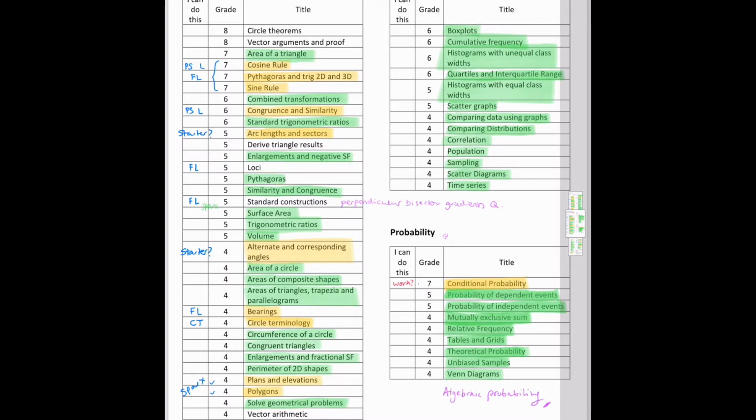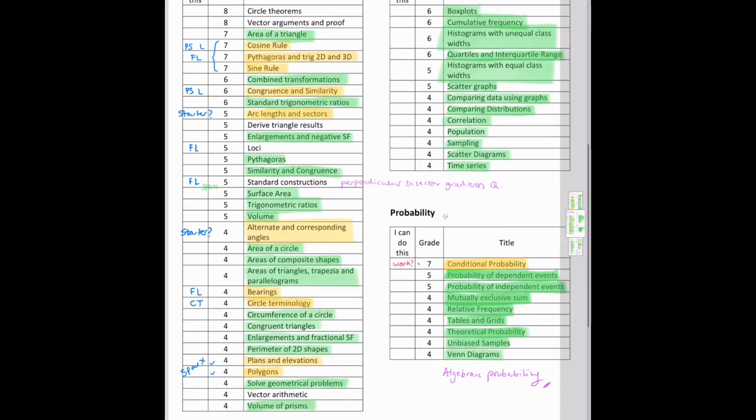I have highlighted conditional probability in yellow because there are some people from our class who are yet to submit work. Hopefully, if you guys catch up, then I'll be able to tick that off, highlight it in green, and we'll be able to focus more on other topics. I've also made a note of algebraic probability here because I noticed quite a few of you found those questions quite difficult. So hopefully we will revisit some of those questions over the coming weeks and months as well.